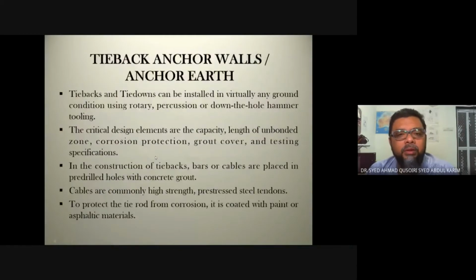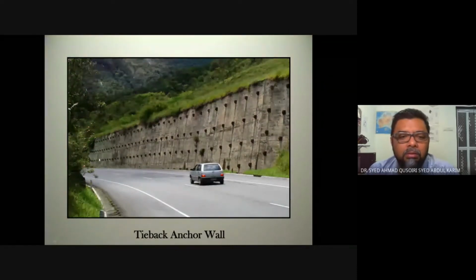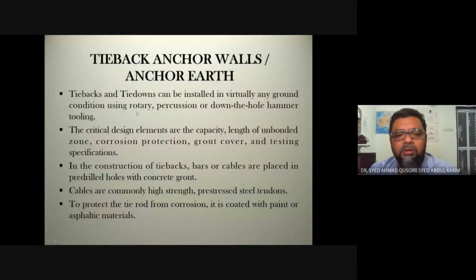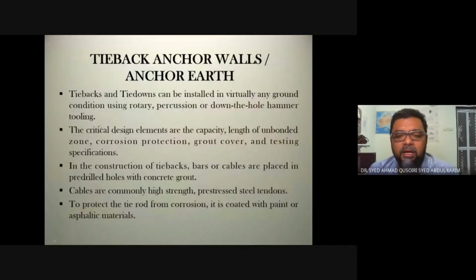So let's look at the first one, the tie-back anchor wall or anchored earth. So this is the example. Tie-back or tie-down can be installed in virtually any ground condition using rotary, percussion, or down-the-hole hammer tooling. Or these other tiebacks, like the ground anchor. The critical design elements are the capacity, length of unbonded zone, corrosion protection, grout cover, and testing.